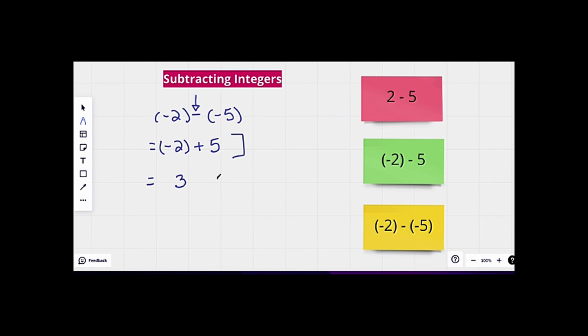You can write that like that, or you can write it like this if it makes you feel better to be able to identify that it's a +3. But both ways are fine.